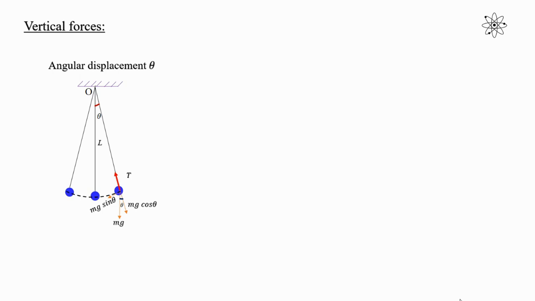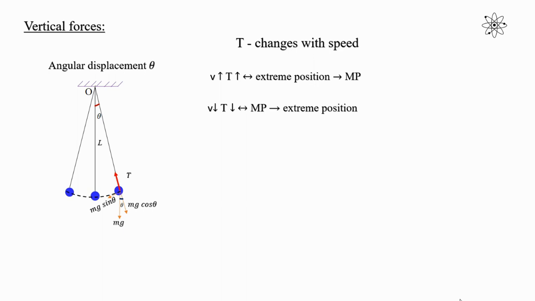Now let's discuss vertical forces. T, the tension in the string, changes with speed. When the speed increases, tension also increases from extreme position to mean position. And when the speed decreases, tension also decreases from mean position to extreme position. But we see in the diagram, student, the mg cos theta component acts opposite to the tension. From extreme position to mean position, the angular displacement theta decreases and cos theta increases. So cos theta increases as the tension increases.